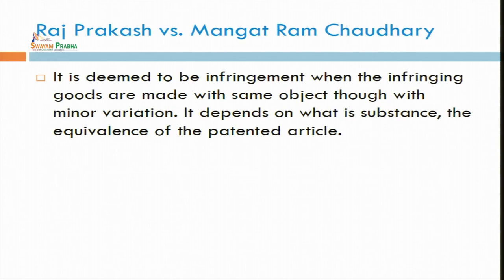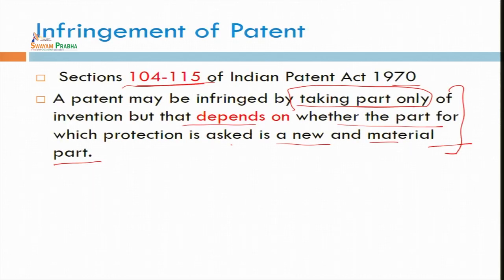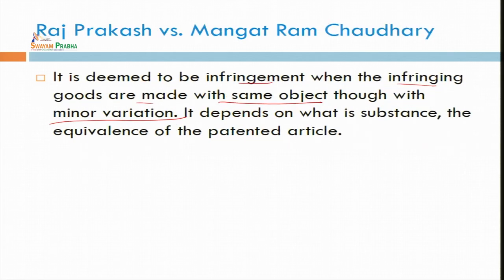I want to discuss one important case relating to infringement, Raj Prakash versus Mangat Ram Chaudhary. It is a very important case where infringement was defined. It is deemed to be infringement when infringing goods are made with the same object, though with minor variation. As we discussed in the previous slide, a patent may be infringed by taking only a part, if you are taking the important part. In this case, for example, utensils were being made, and if you make some minor variation in that particular thing, that also amounts to infringement.